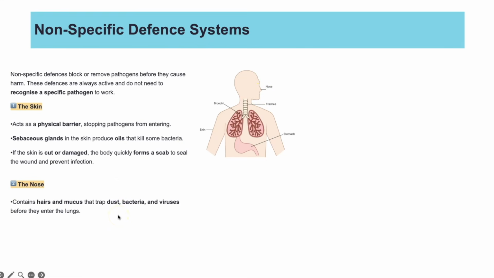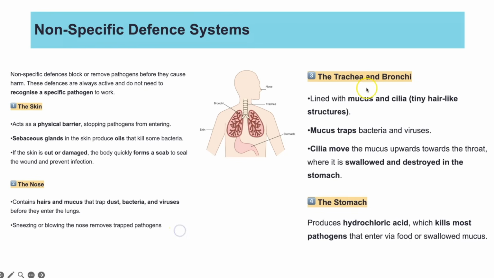Next up, we've got the nose. This contains hairs and mucus that can trap dust, but also bacteria and viruses to prevent them from entering your lungs and causing damage. You also have that reflex of sneezing, or you might blow your nose to remove any mucus in your nose that would have potentially trapped pathogens within it.